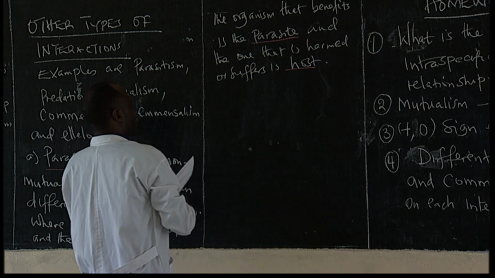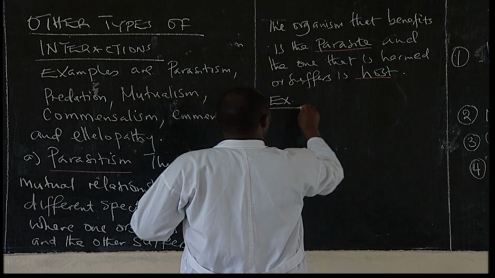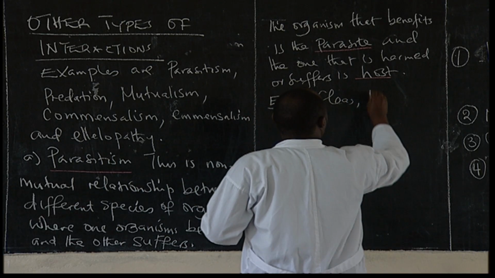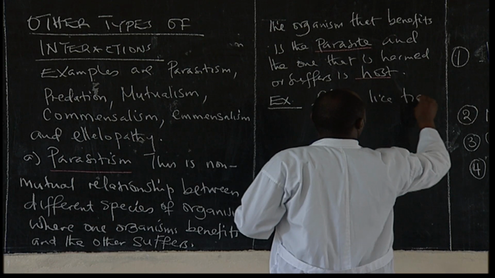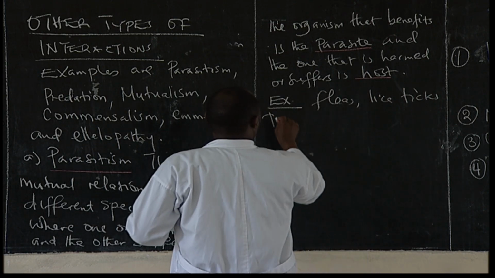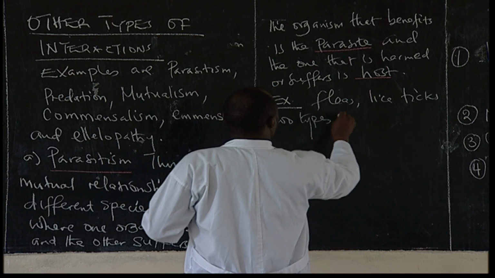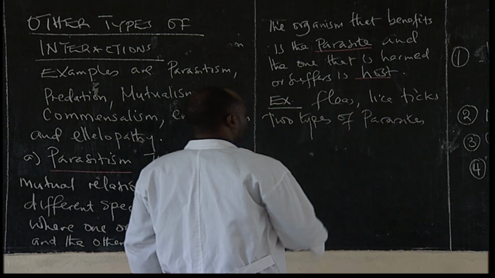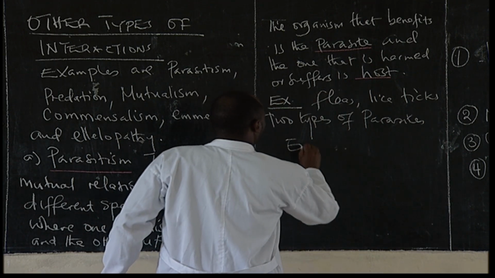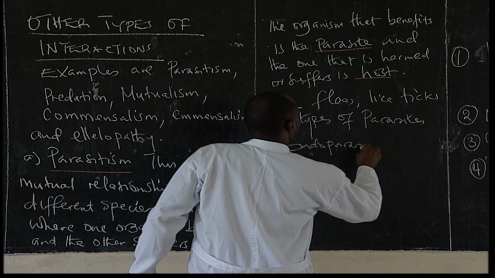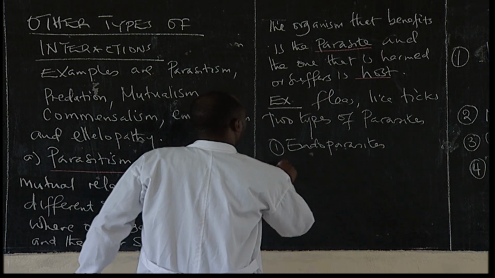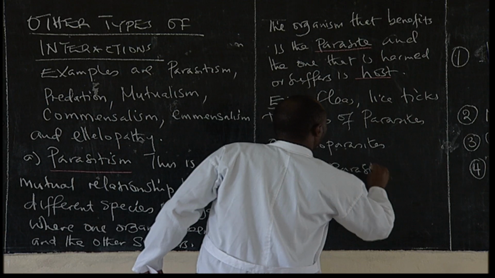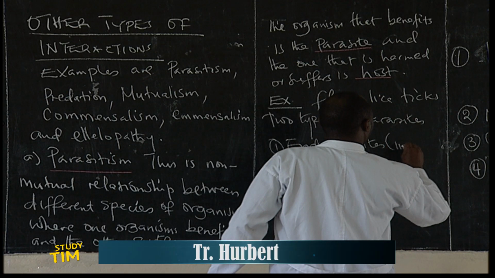Let's have examples. Examples: we have fleas, we have lice, we have ticks. And there are two types of parasites. If you remember, students, who can remind me of the two types of parasites? We have the endoparasites, this is number one. Number two, we have ectoparasites. Endo are found inside the body.